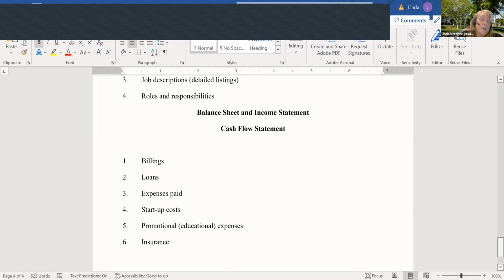Maybe you're going to have enough money from startup that you won't need to get any loans right off the bat. So that would be a zero. Expenses paid out, you can look at what your typical salary is going to be for the month. You will know how much your typical utility is going to be, how much your rent is. Those are all part of the expenses paid out.